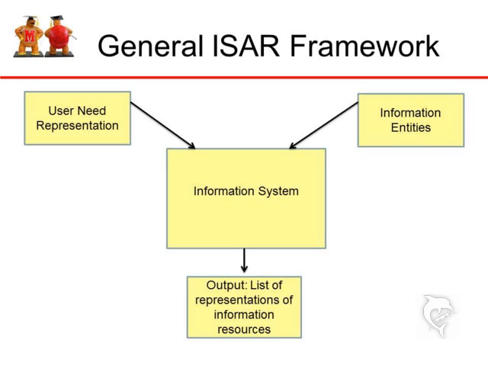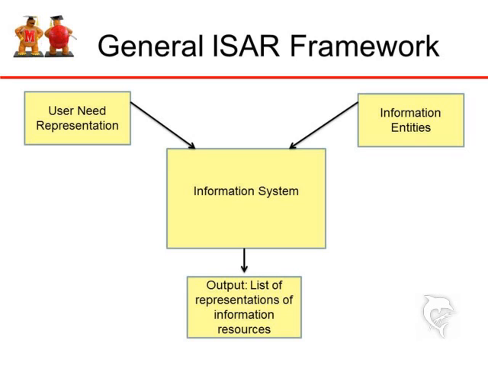Now, looking at the other input into the system, at the top right of the diagram, information entities. Last week, we looked at metadata schemas, which are used to create metadata records, which are also known as surrogate records. These records are created for certain types of ISARs, so they're one type of information entity that could be an input to an ISAR.